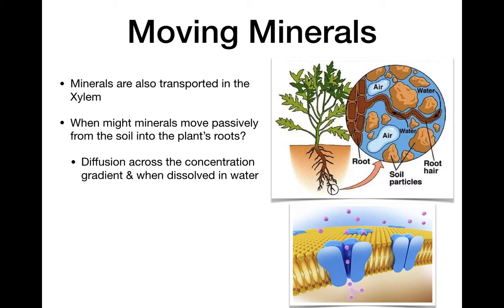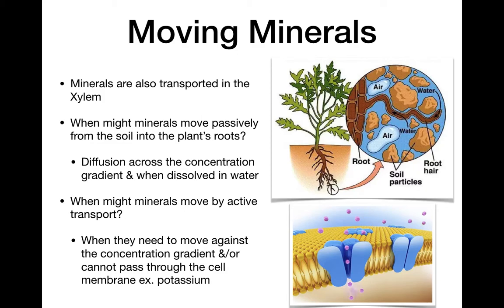Okay, if that's when they're going to move passively, when would minerals move actively? Well, we know active transport happens when we're moving against a concentration gradient. So if I have lots of minerals inside the root already and low concentration in the soil, I'm going to have to spend ATP to bring those minerals in. Another reason is if those minerals, for whatever reason, their polarity or their size, can't fit through the membrane, then they have to go through special membrane proteins that will allow the minerals to come into the cell, and that also takes energy. Potassium is an example of a mineral absorbed that way.